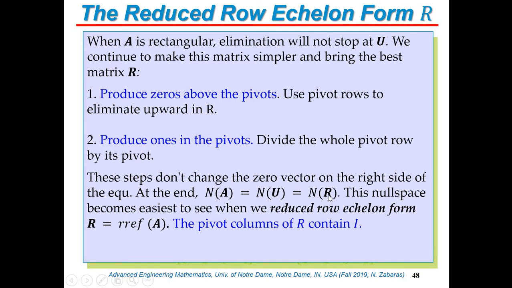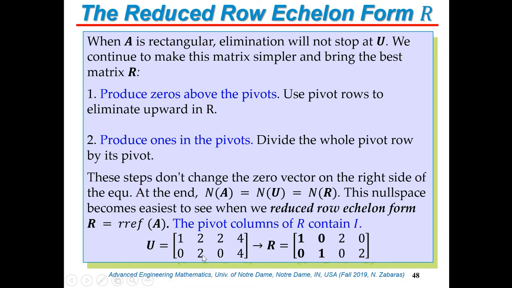We will see, because we said we're going to put 1 on the pivot elements and 0 above, the pivot columns of R will actually bring out directly the identity matrix I, and this simplification will allow us to compute the pivot variables directly without literally any further algebra, because the algebra has already been taken care of in part of the elimination process. All right, so what is the R matrix for this U matrix that we had before?